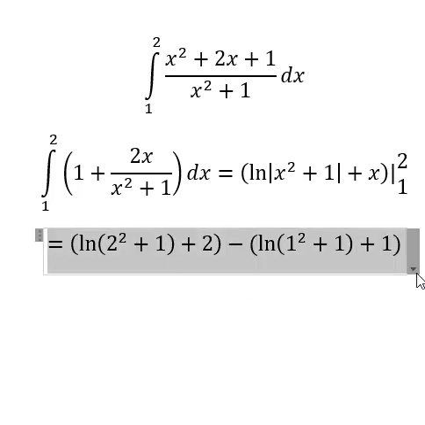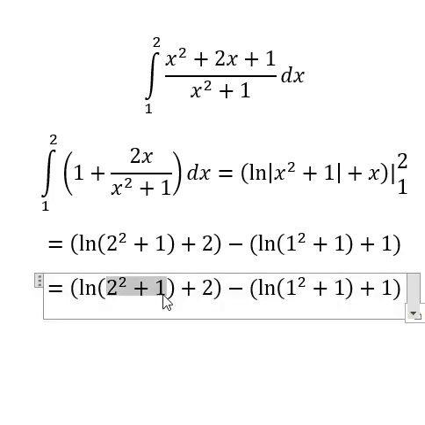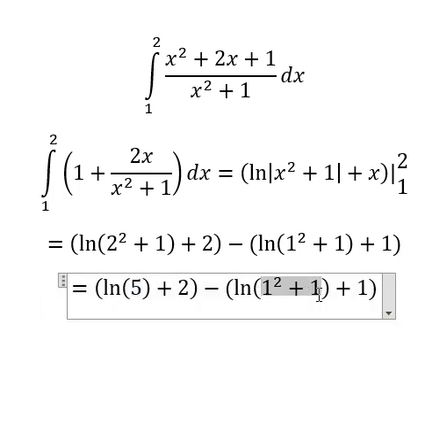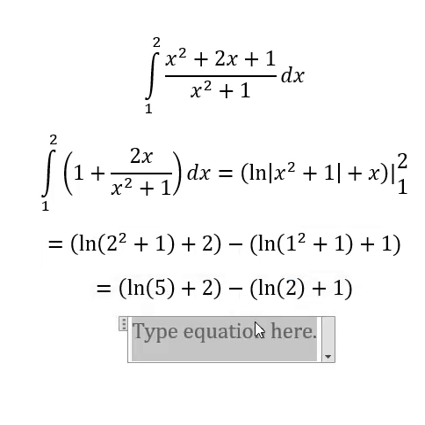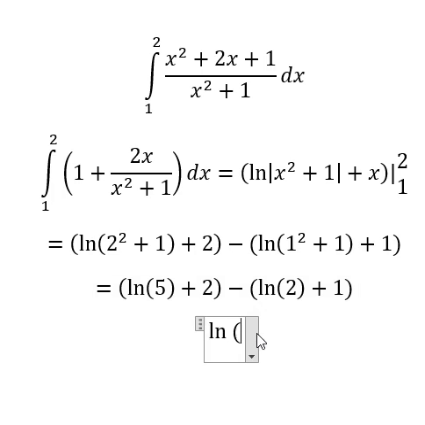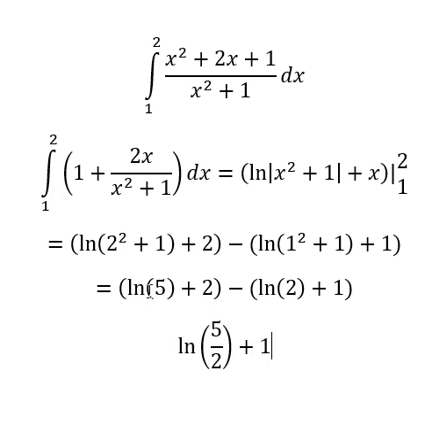So this one, that is about number 5. That is about number 2. So Ln number 5 minus Ln number 2, that is about 5 over 2. Number 2 minus 1, that is about number 1, because we have the formula in here.